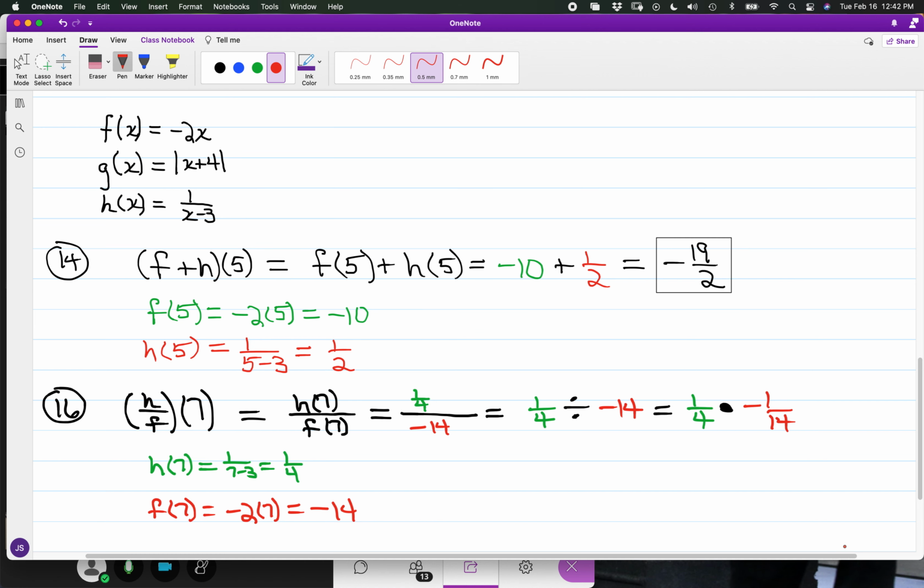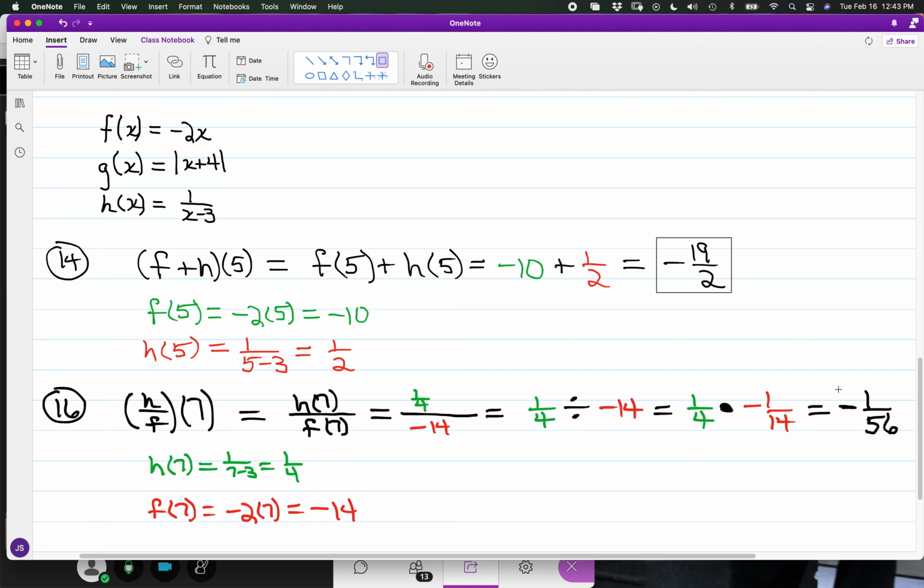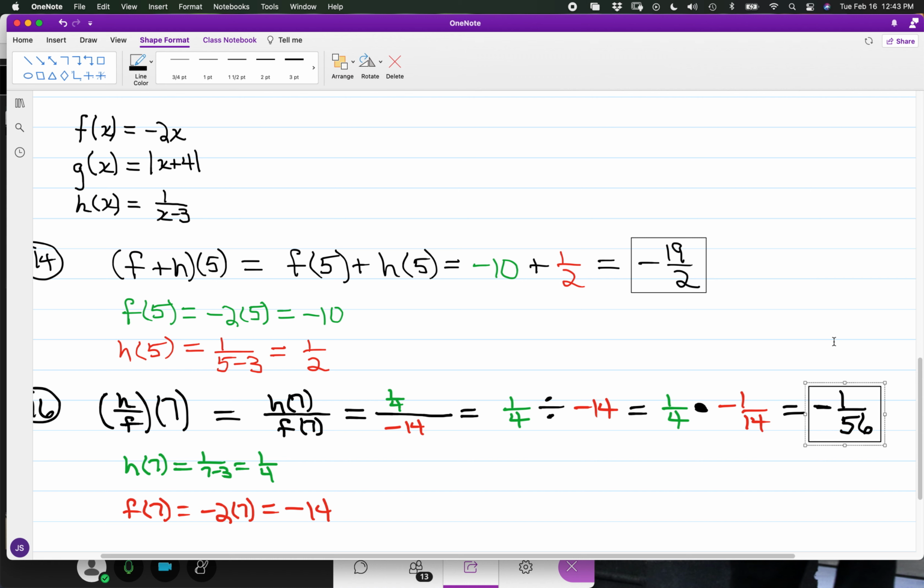For the output, a positive fraction times a negative is going to be a negative. 1 times 1 is 1, and 4 times 14 comes out to 56. So for h over f of 7, we have a small negative fraction, whereupon the outcome is negative 1/56.